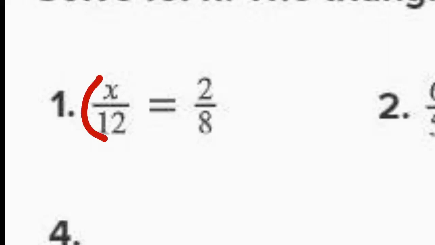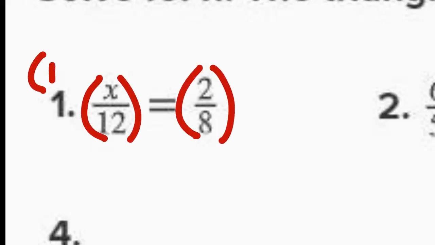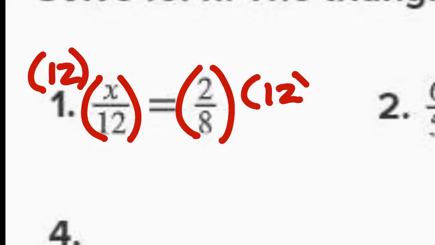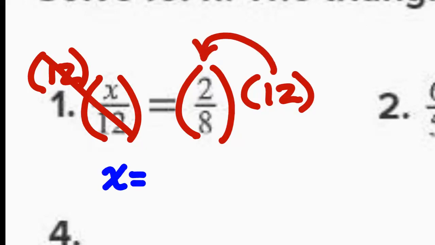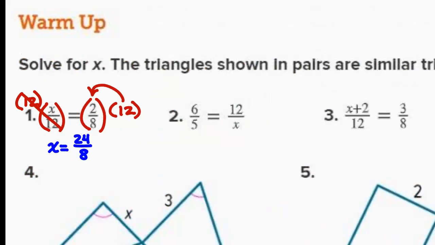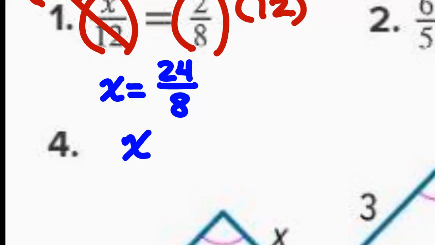So you would need to multiply both sides by the denominator. If you multiply by the denominator of 12, you only have to do one multiplication, because if you multiply by 12, you get x all by itself in that first step. So you would have x equals 24 over the denominator of 8, and 24 is evenly divisible by 8, so x would be 3.